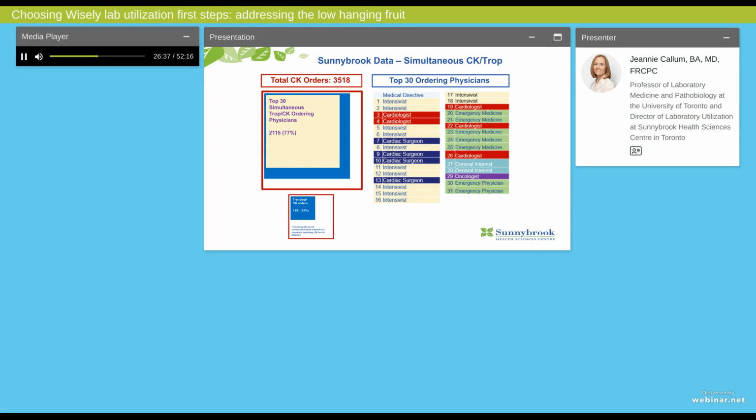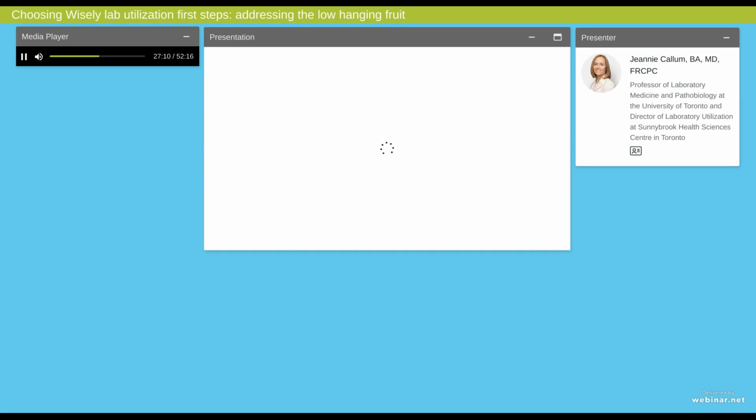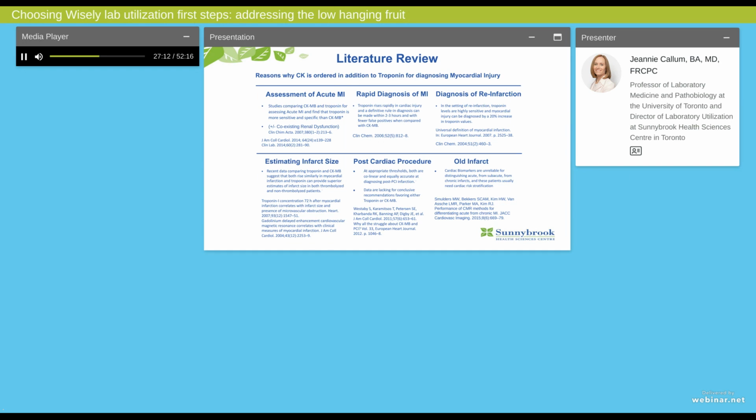Just like we did for the AST and the urea, we also looked at who were the top 30 doctors ordering this. And you can see there, it was really just very isolated parts of the hospital. So it was the patients in the emerge, the cardiovascular ICU, the ICU, and the cardiac ward. So we didn't have to go after the whole hospital to fix this problem. We really had four areas that we had to focus on. Compared to the urea and the AST, where it was the whole hospital we had to fix, here we could focus. It wasn't being ordered by our family doctors or our outpatient internists.